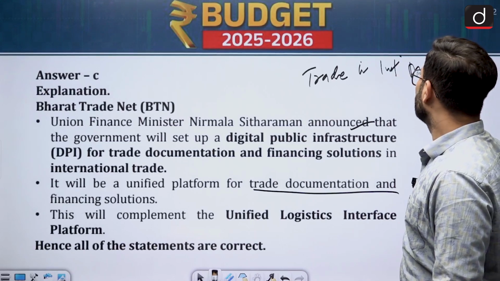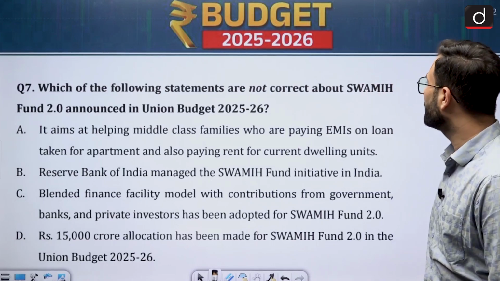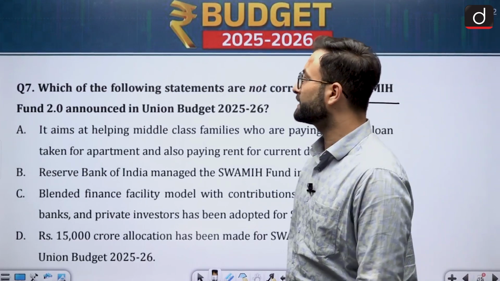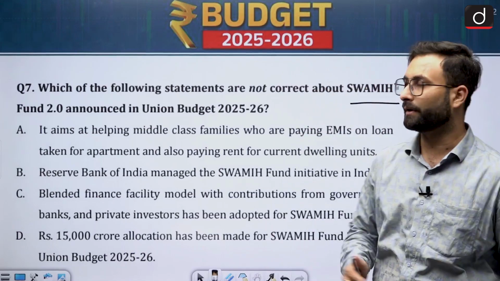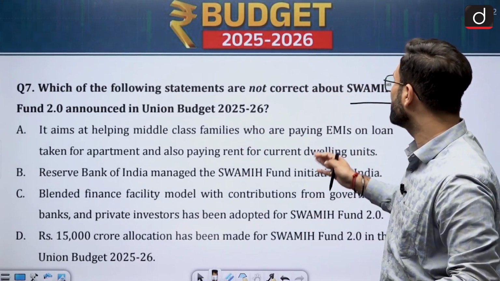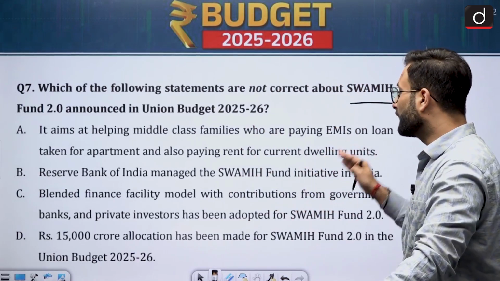Okay, coming to the next question, question number 7. Which of the following statements are not correct about Swami Fund 2.0 announced in budget 25-26? So they are talking about the Swami Fund. Let's see. It aims at helping middle class families who are paying EMIs on the loan taken for the apartment and also paying rent for the current dwelling units.